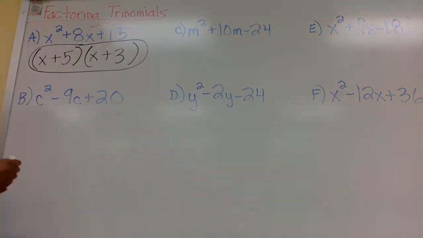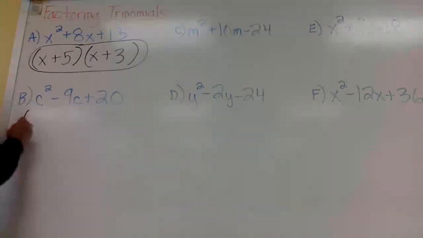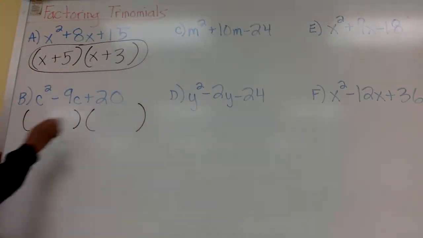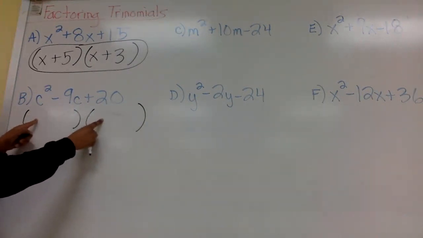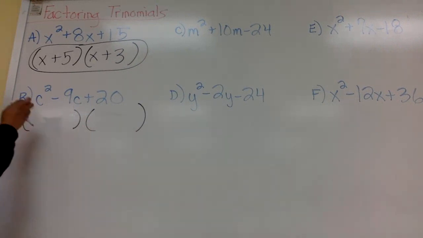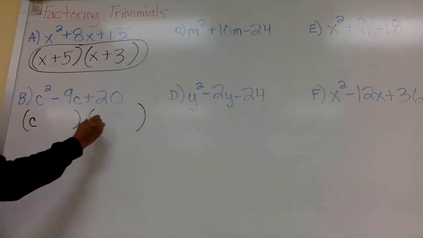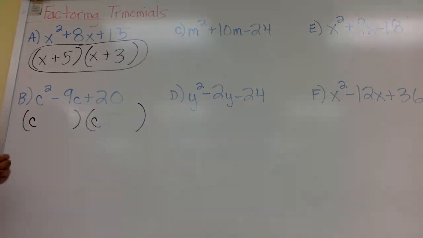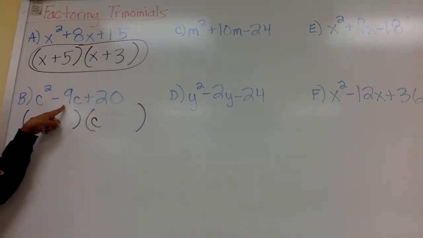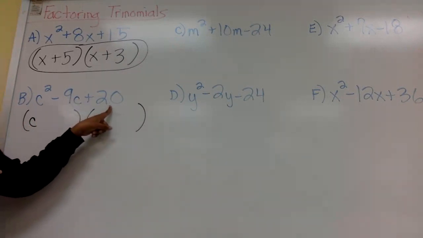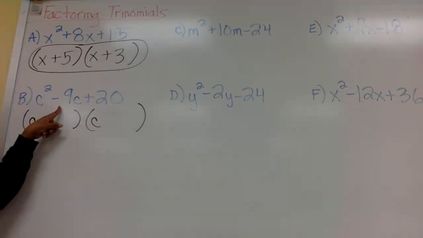All right, we're going to try a whole bunch more. We're going to go through all of these. Let's set up our parentheses. Something times something, so these two first blanks here have to multiply to give you c squared. So that's going to be c and c. Now you need to think of two numbers that multiply to give you a positive 20, add to give you negative 9. So multiplies to give you positive 20, add to give you negative 9.